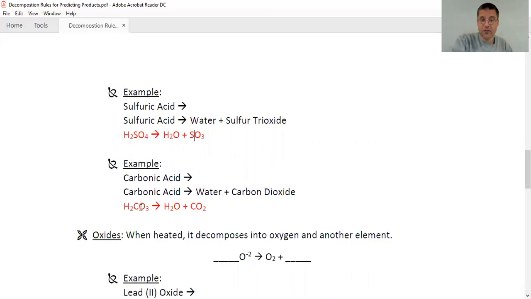Your carbonic acid, you should know how to name that. Very simple. You've got water, and you've got the remainder, carbon dioxide. Very simple stuff. Okay, so far so good. All right, so now let's move on to the next part. Here we go.